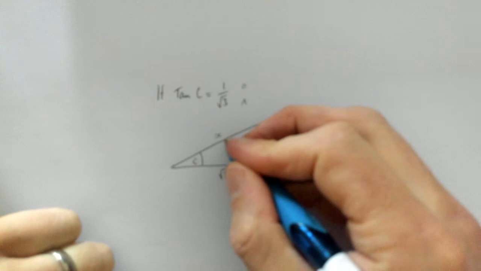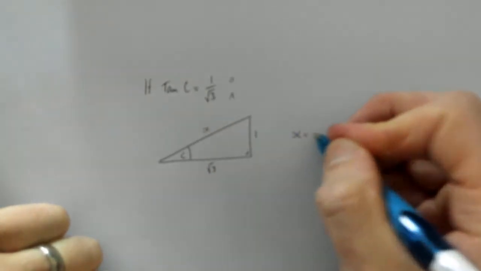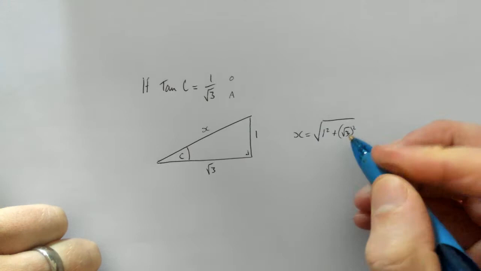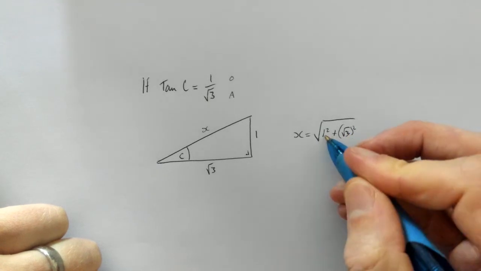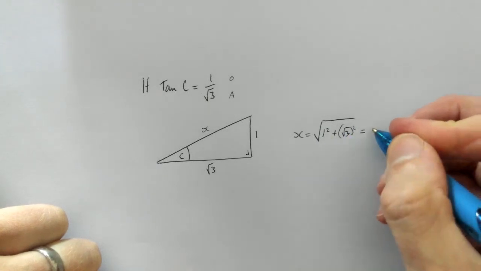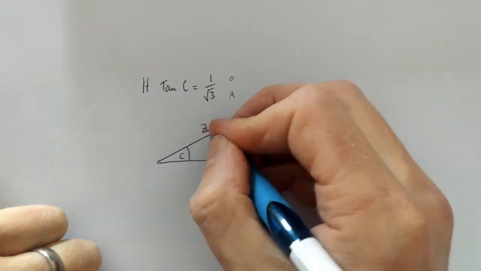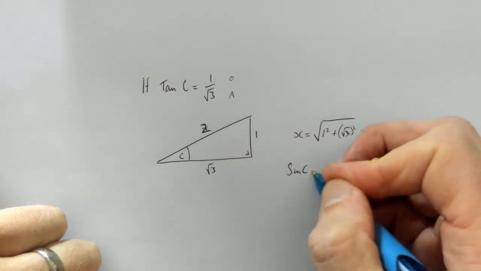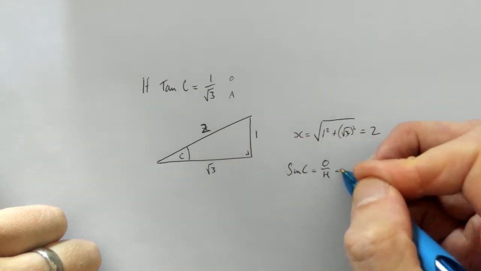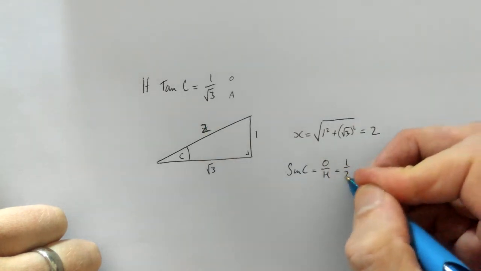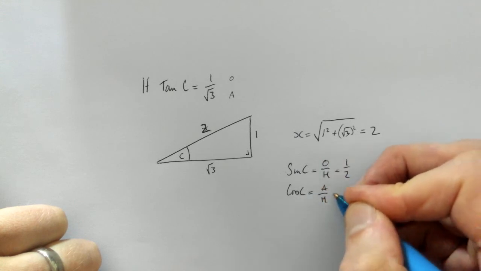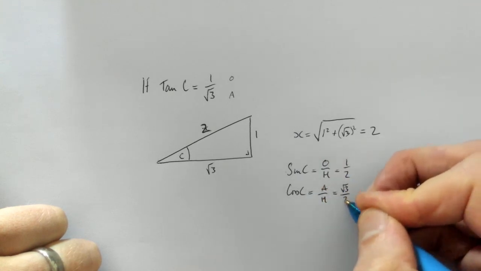So I need to find x. X is the hypotenuse. So x is equal to the square root of 1 squared plus root 3 all squared. Root 3 all squared is 3. 1 squared is 1, so that's the square root of 4, which is 2, okay? So now I can put that in there. So straight away I can get sine c is equal to opposite over hypotenuse, 1 over 2. Cos c is equal to adjacent over hypotenuse, which is root 3 over 2. I'll leave my answer like that.